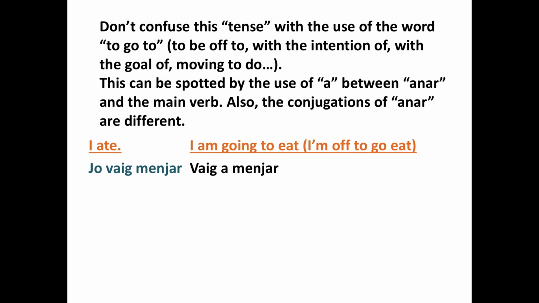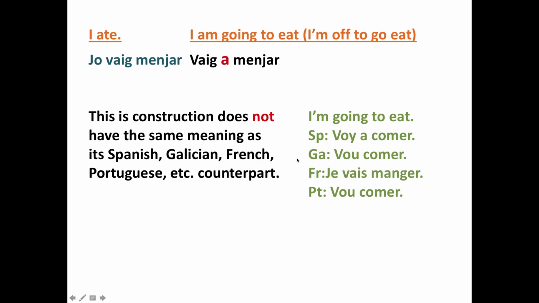Don't confuse this tense with the use of the word to go to mean to be off to, with the intention of, with the goal of moving to, etc. This can be spotted by the use of a between anar and the main verb. Also, the conjugations of anar are different. So, jo vaig menjar would mean I ate, and vaig a menjar would mean I'm off to go eat. This construction does not have the same meaning as its Spanish, Galician, French, Portuguese, etc. counterparts. So here, I'm going to go eat, I'm going to eat, etc. In these languages, it's a future construction that you would use for something that's sure and is going to happen soon, but that's for another video.